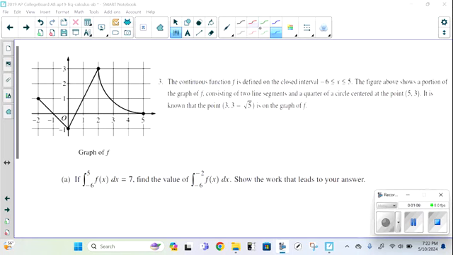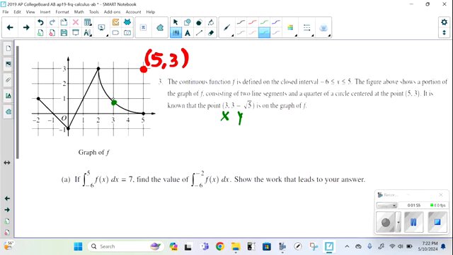So let's just do a few things here. The center of the circle is right there at (5, 3). And for some odd reason, it gives us this point. The x value is 3 and the y value right here is 3 minus the square root of 5. That's probably going to come in handy at some point. Let's see what part a is telling us. If the integral from -6 to 5 of f of x dx equals 7, find the value of the integral from -6 to -2 of f of x dx and show the work that leads to your answer.